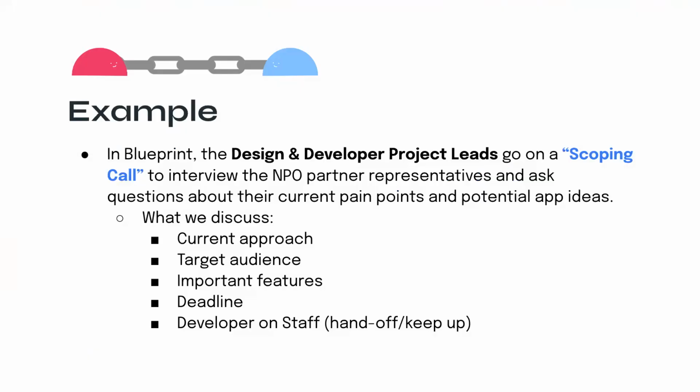Yeah, and then also one of the most important things that we go through in Blueprint especially is something called a scoping call. Both design and developer project leads go through a process called a scoping call with the NPO partners that we choose to interact with. And then after we decide on the NPOs, we discuss their current approach, their target audience, important features, deadlines, and if they have a developer and staff.